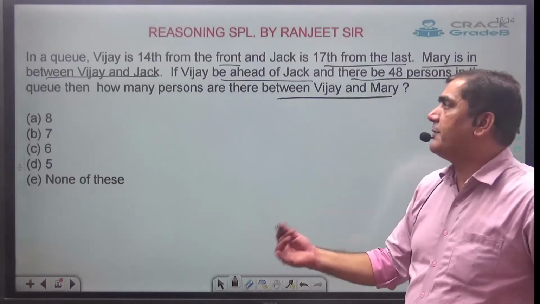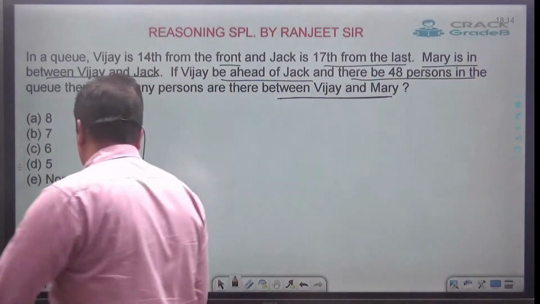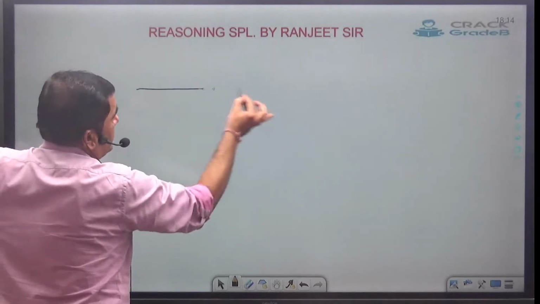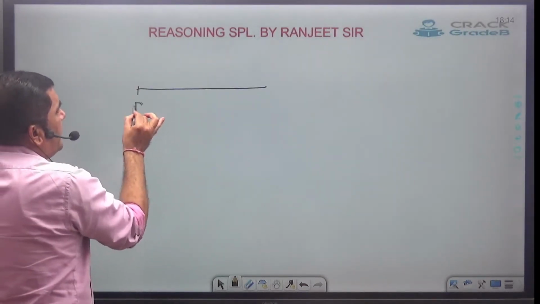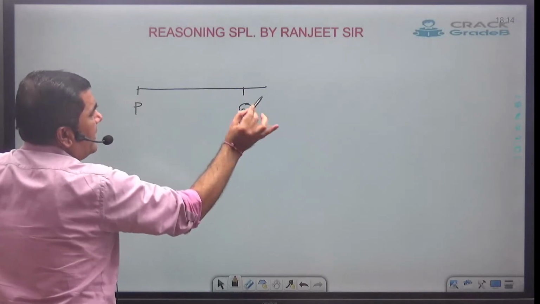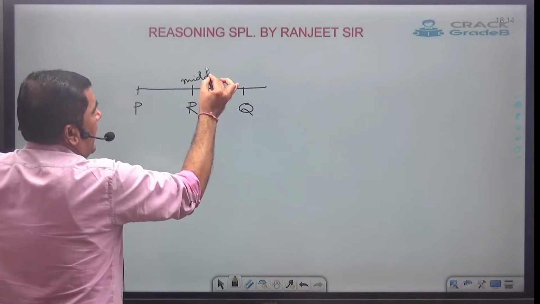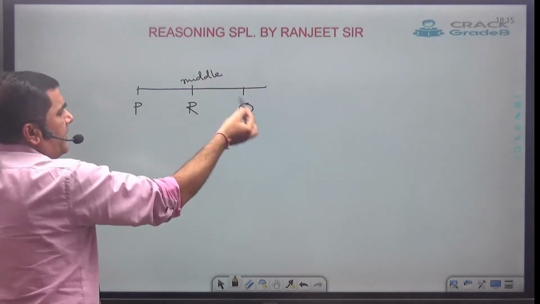Okay. Now let's start with the concept. How to get the answer for these sort of questions. Now suppose they have given, let's assume P is over here and Q is over here. And let's assume they are saying R is exactly in the middle of P and Q. R is exactly in the middle of P and Q.